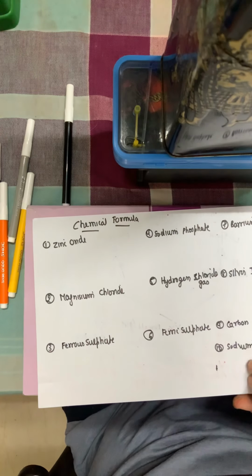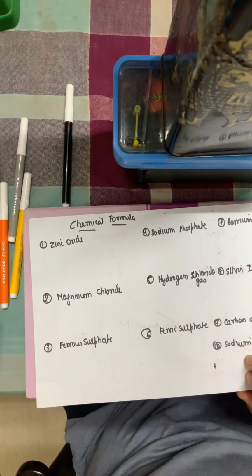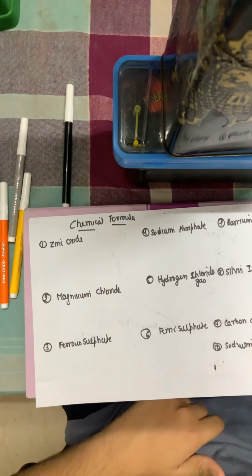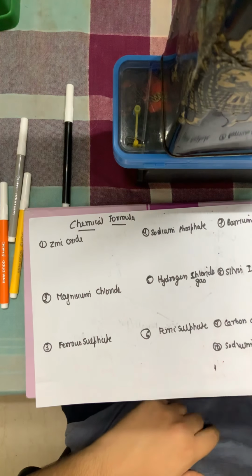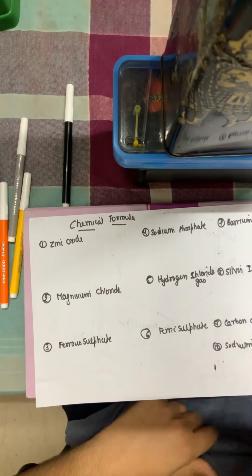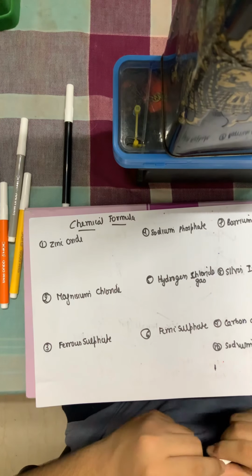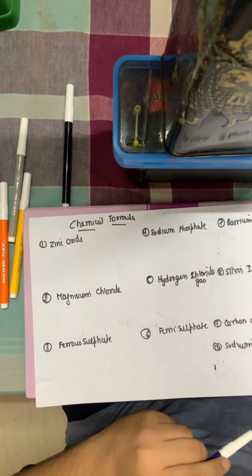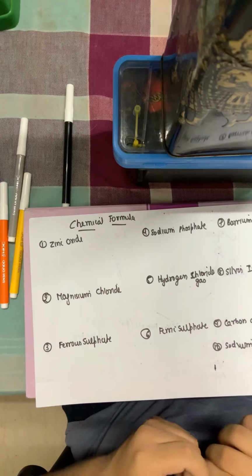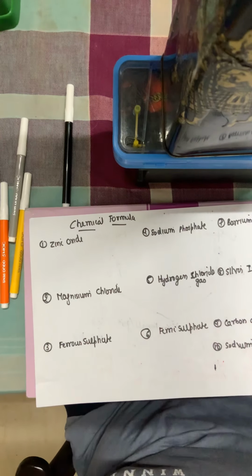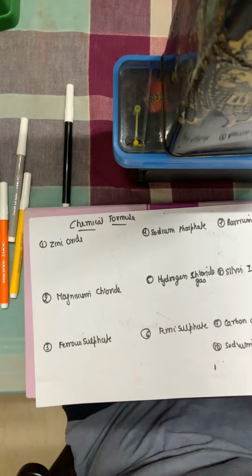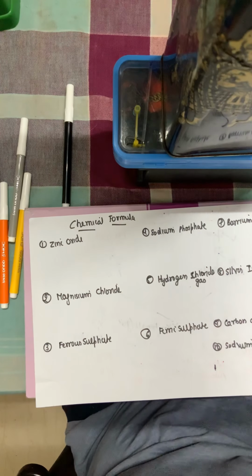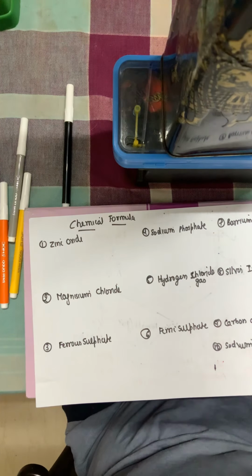Now for writing the formula, there are two steps to be remembered. The first thing is we write the symbol of the element and the valency below it, the symbol of the next element and the valency below it, and cross multiply. And in case both the elements have the same valency, we cancel the valency and write the element. Okay, so you'll understand it better with the example. Now this is only valid provided you know the symbols and valencies of these elements, and these are really important to learn by heart.